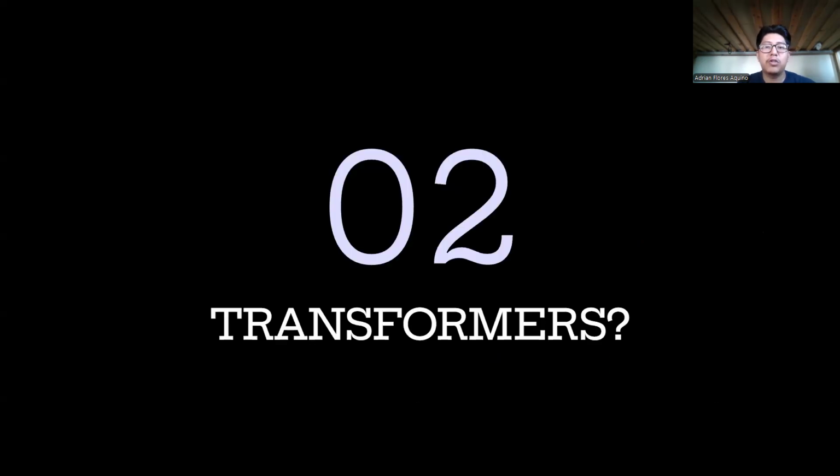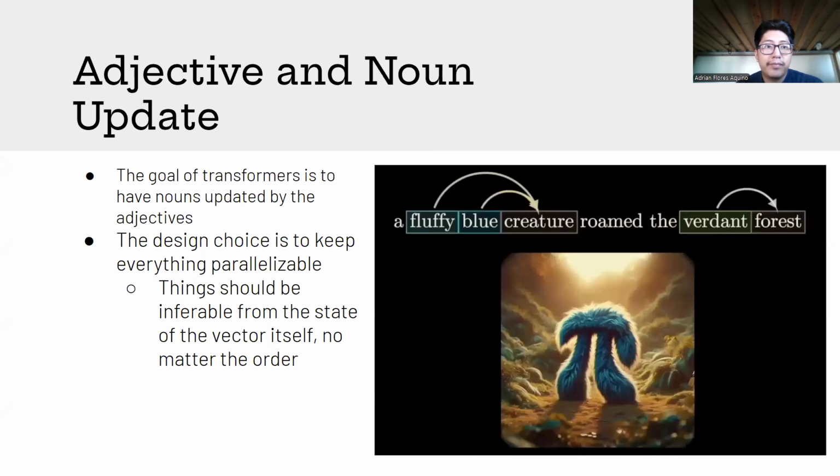So now let's talk about transformers. This is just kind of going over what I talked about before in some other videos, but I'm going to be going into some details that maybe I might have missed in the previous videos. So when it comes to tokens, adjectives and nouns are very important to being able to, I guess you could say, predict what the word might be. So the goal of the transformers is to have nouns updated by the adjectives.